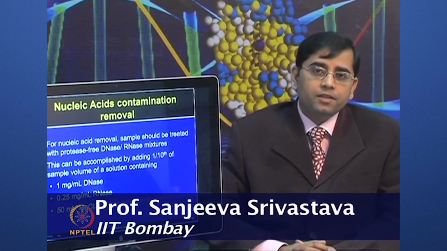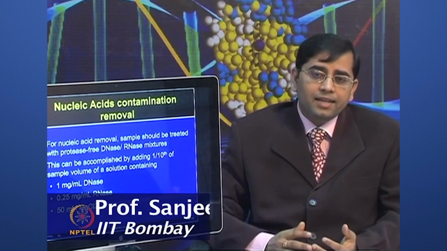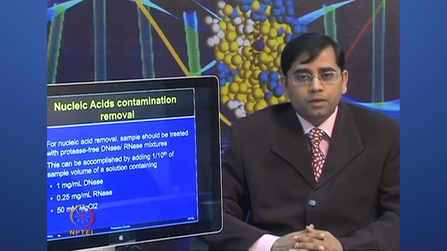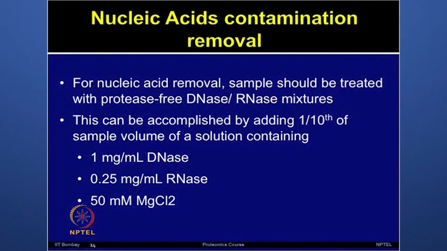To remove the nucleic acid contamination, your sample should be treated with protease-free DNase or RNase mixtures, and you can accomplish this by addition of 1/10 of the sample volume of a solution containing 1 mg per ml of DNase, 0.25 mg per ml of RNase and 50 millimolar magnesium chloride. Please perform these steps in cold conditions. Try to keep this reaction in ice, so that you are effectively performing the nucleic acid contamination removal.